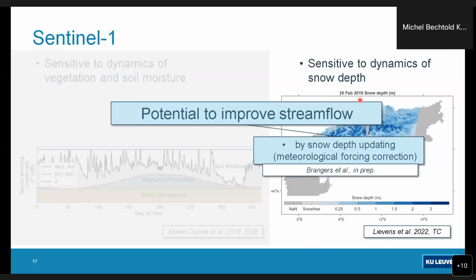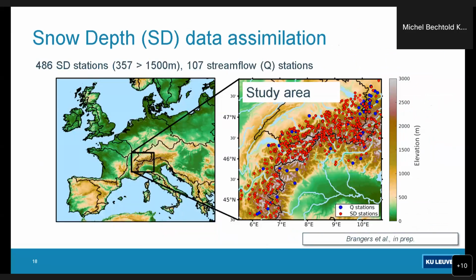Quickly, on the potential to improve stream flow by snow depth data assimilation. That's a paper that is in preparation, and that is only 2 slides, so I will come to my end. So snow depth data assimilation, that's a study area in the Alps. We have several snow depth stations that were used for evaluation and stream flow stations.